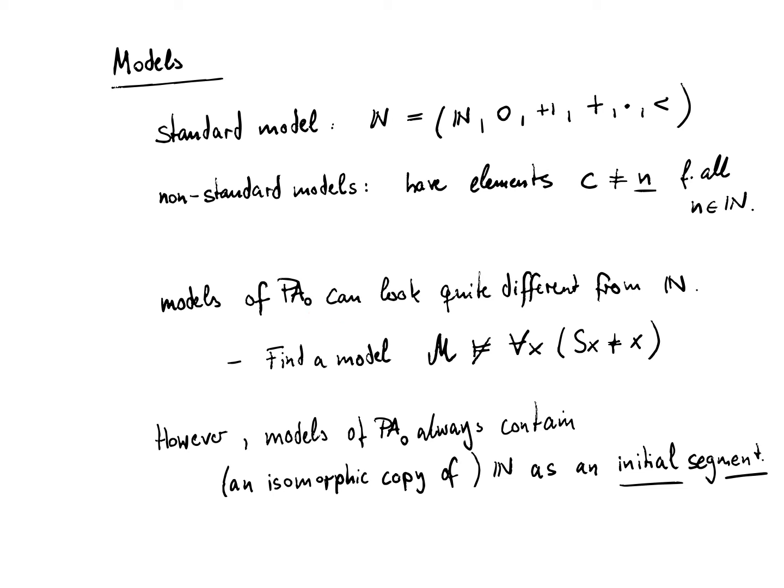Models of PA0 can also look quite different from N. So as an exercise, I encourage you to think about whether you can find a model of PA0 or Q such that this doesn't hold: for all x, the successor of x is different from x. However, there's one important fact that will actually be quite important for us about models of PA0, namely they always contain an isomorphic copy of the natural numbers as an initial segment.